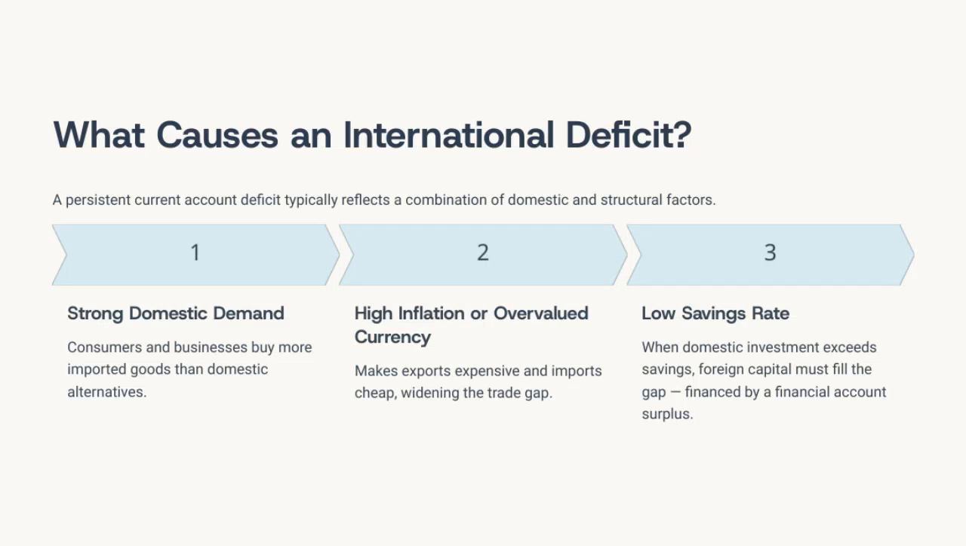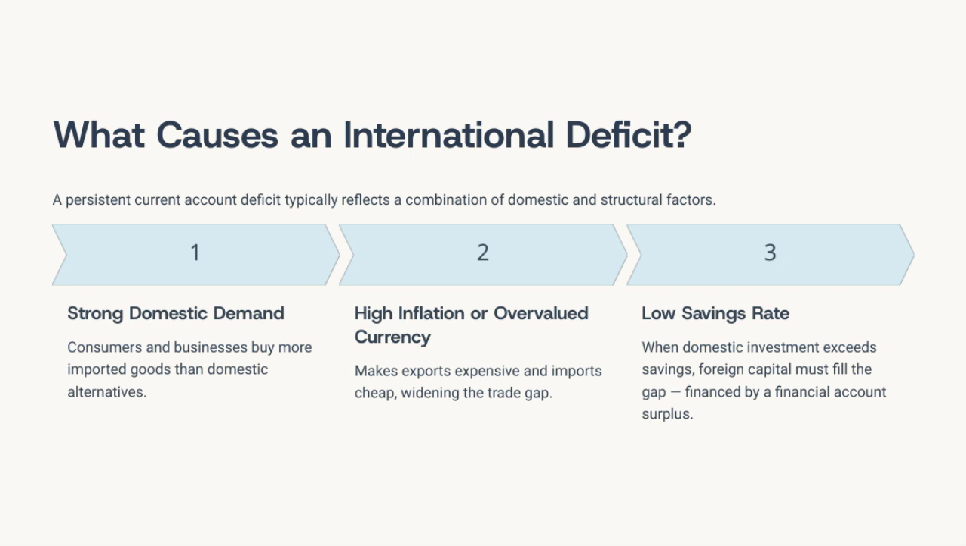When domestic investment exceeds savings, it means that the country is investing more than it is saving internally. In this case, foreign capital has to step in to fill that gap, which is reflected in a financial account surplus. Essentially, the country is borrowing or attracting investment from abroad to fund its investments.